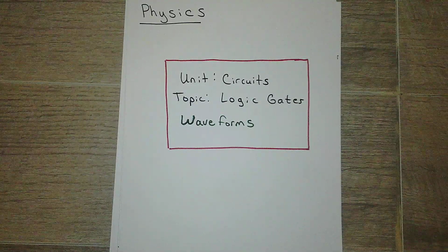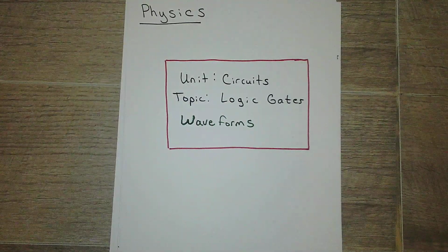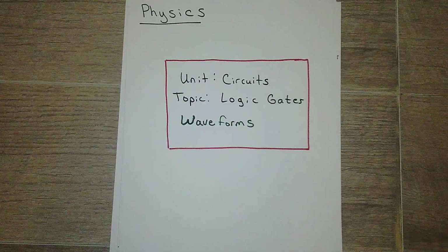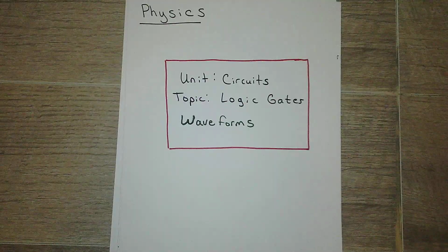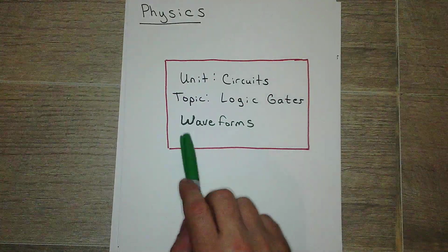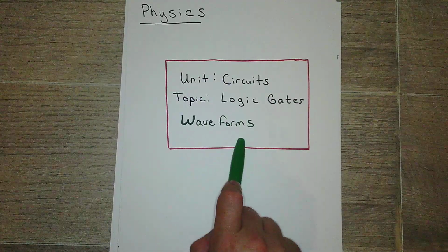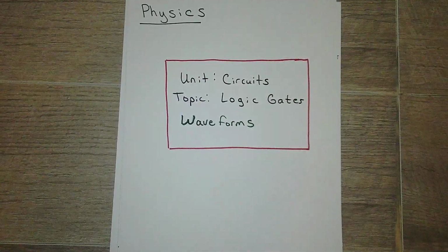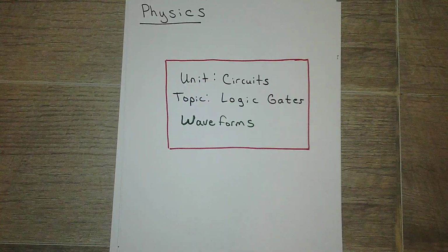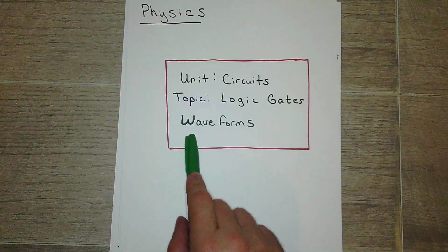Hello class. So today we're going to continue with logic gates. We're going to look back at OR gates and AND gates just a little bit and look at something new with them called waveforms. It's kind of like what we did with the truth tables, using the ones and zeros as on and off, but instead of having a truth table, you look at it using a waveform.